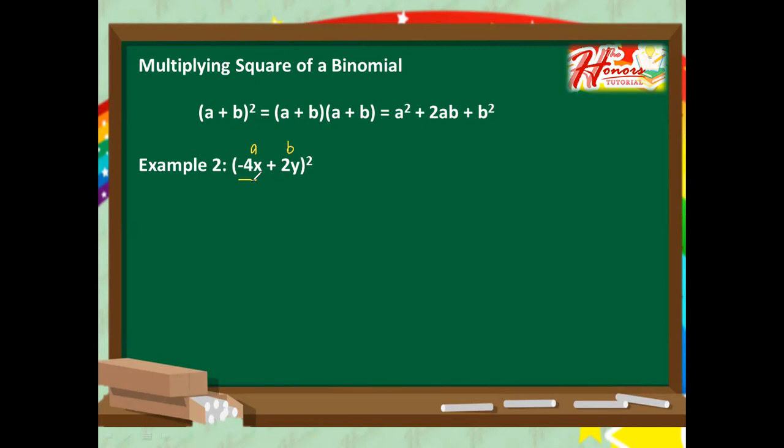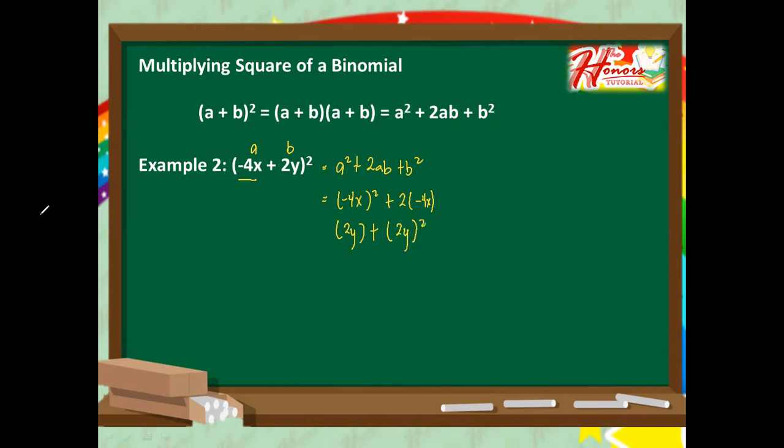So that is a squared plus 2ab plus b squared is equal to a. So that is negative 4x raised to 2. Don't forget the exponent that we have here. Plus 2 times a. So that is negative 4x again, times b. So that is 2y. Plus b squared. So that is 2y squared. The quantity of 2y squared.